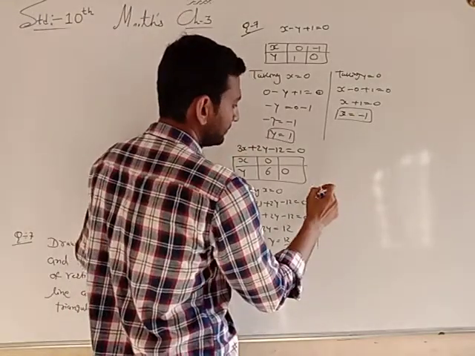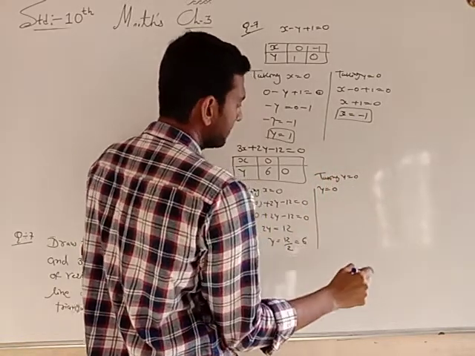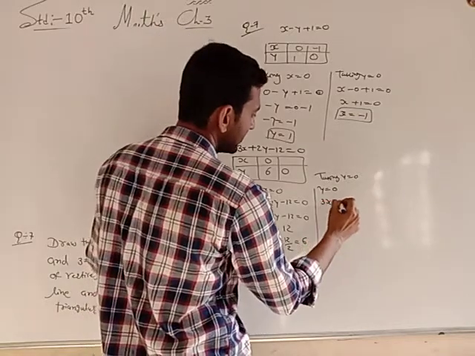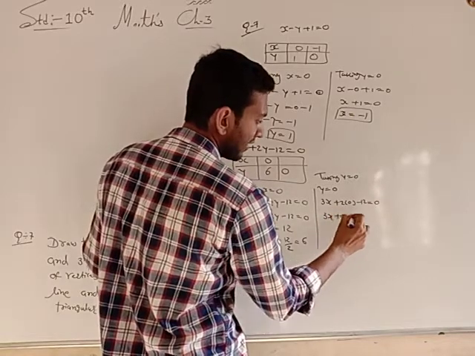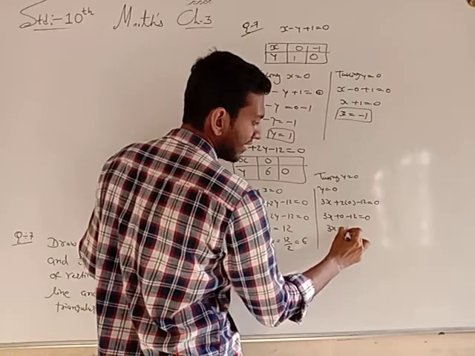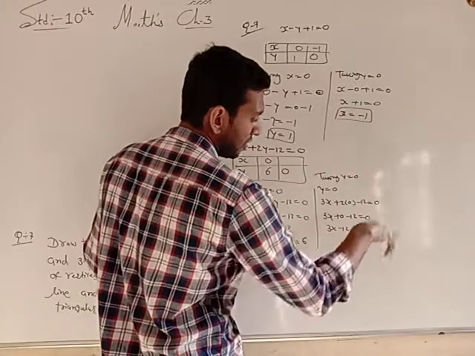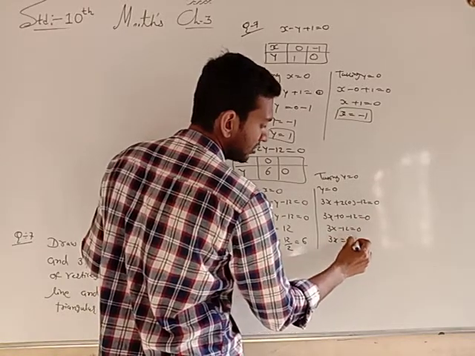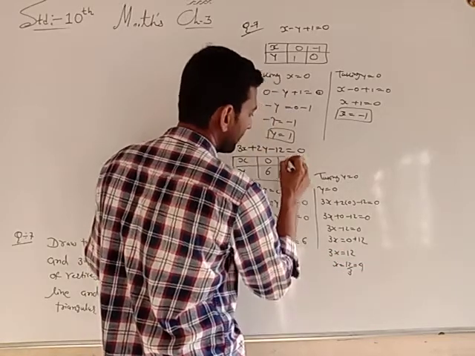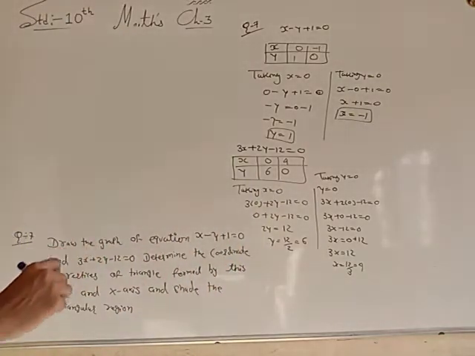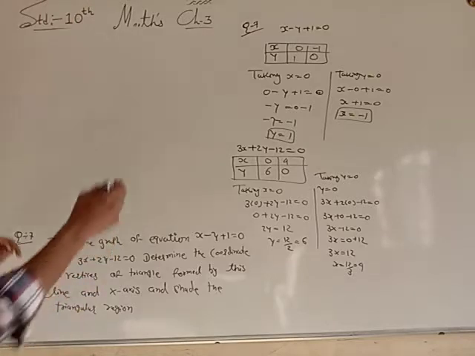Now if you take y, taking y is equal to 0, you get 3x plus 2 bracket 0 minus 12 is equal to 0. So 3x plus 0 minus 12 is equal to 0. 3x plus 0 is 3x, minus 12 goes to the right side and becomes positive. So 0 plus 12 is 12 and x is equal to 12 by 3. You get 4. So you get the solutions of both equations. Now let's draw the graph.